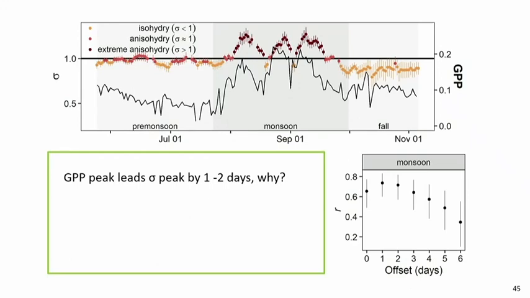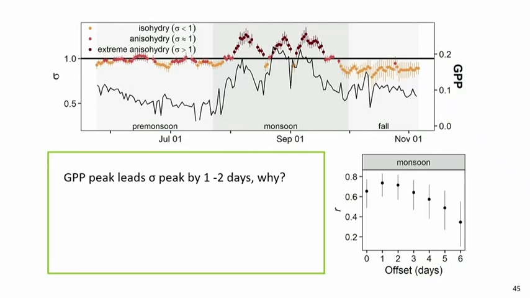I actually offset those 2 time series and found that the highest correlation coefficient occurred with a 1 to 2 day offset. So GPP actually peaks first, and then a peak in sigma happens 1 to 2 days later.